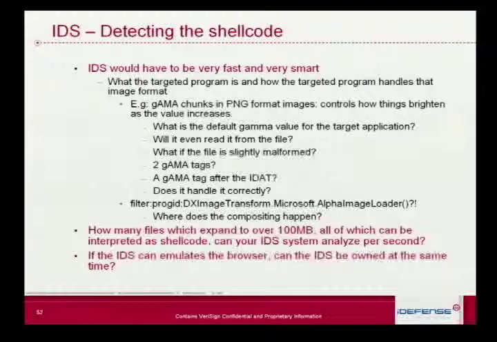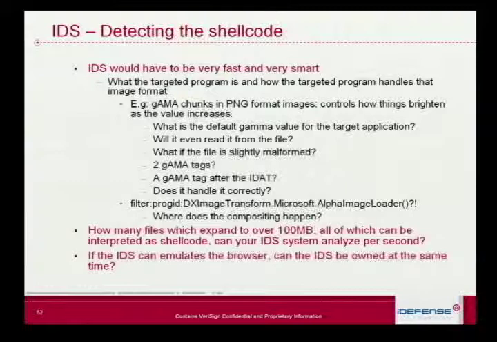I mentioned very briefly earlier the gamma chunks and the color correction stuff. These control how things brighten as the value increases. So it changes basically the rate at which the brightness grows. What's the default gamma for the target application if you haven't got one in there? Does it actually read it from the file if you specify one? What if the file is slightly malformed, like you've got 2 gamma tags, or you put the gamma tag after the image data? And does it handle it correctly, or does it do something weird?